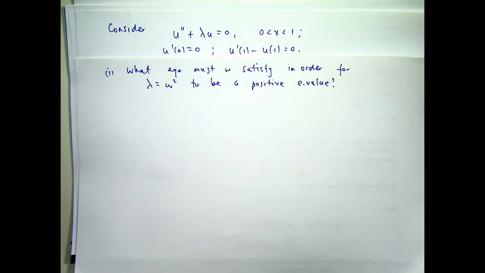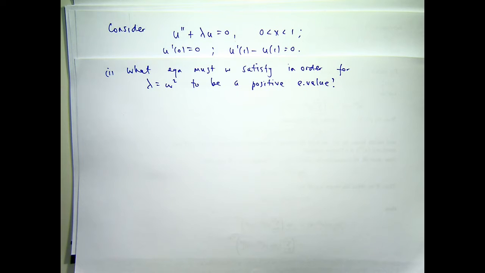So in this question we're asked to consider a second order boundary value problem, a reasonably simple one. We've got 2-point boundary conditions, and the first part of the problem is what equation must omega satisfy in order for lambda equals omega squared to be a positive eigenvalue.